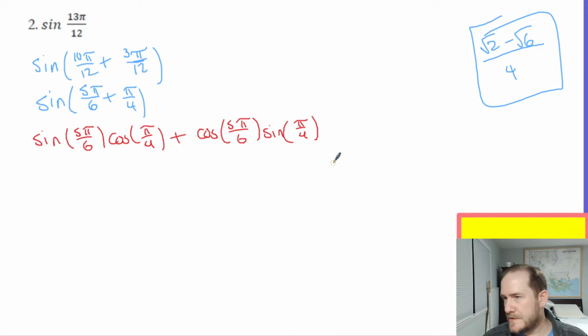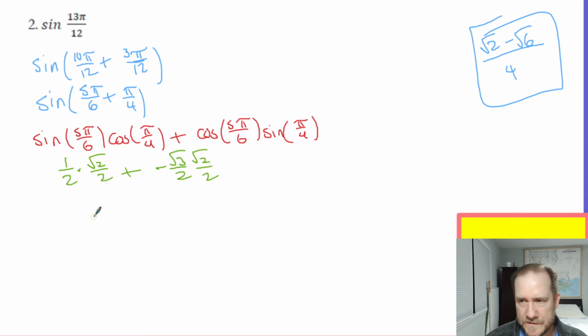And then evaluate. You should have all these memorized from the unit circle. Sine of 5 pi over 6 is going to be positive a half. Of course, this is still root 2 over 2, like it always is. Now cosine 5 pi over 6 is negative root 3 over 2. And this is positive root 2 over 2.